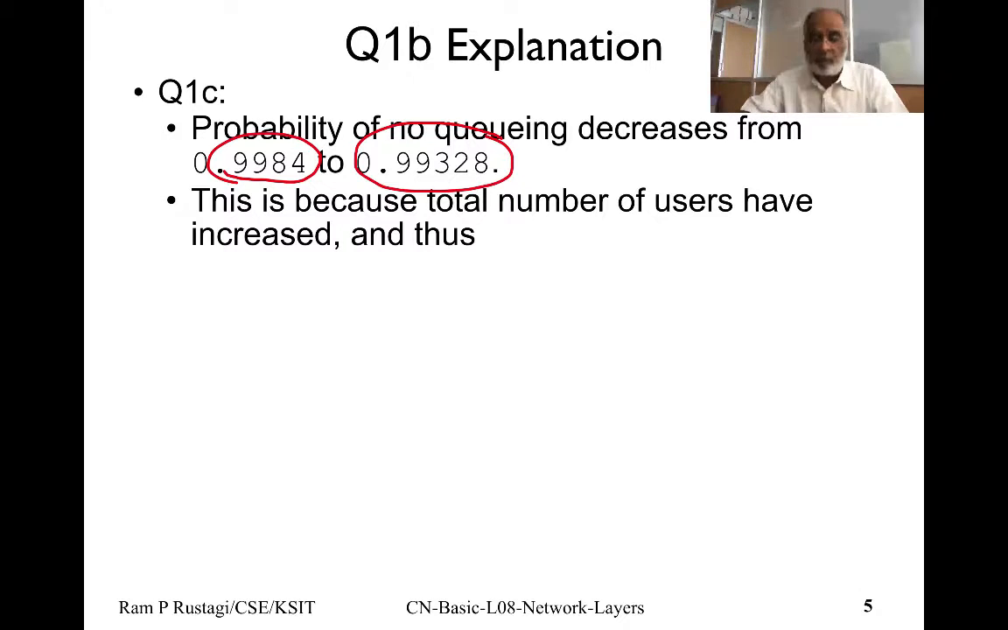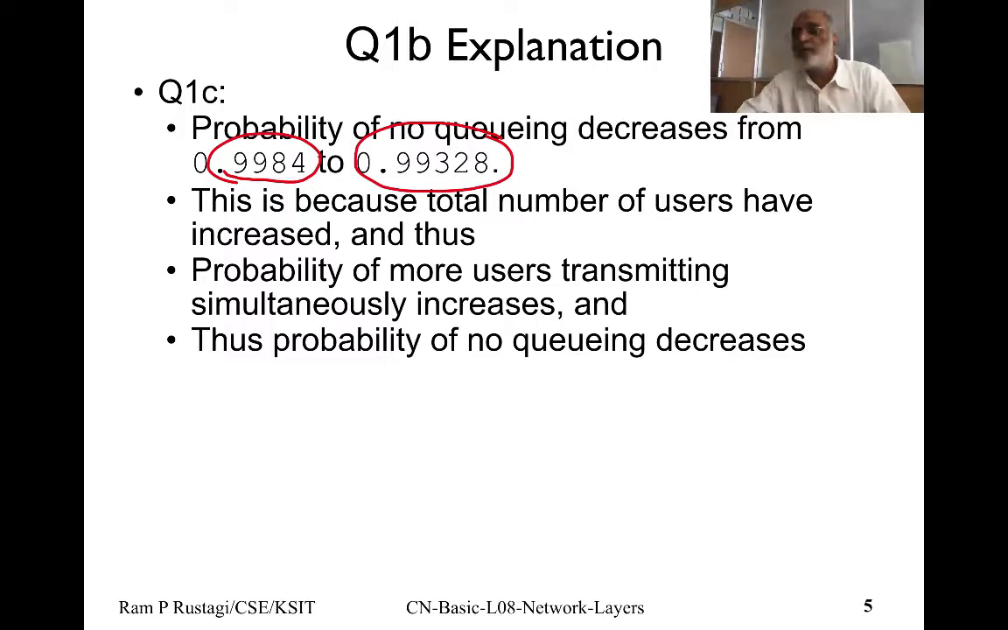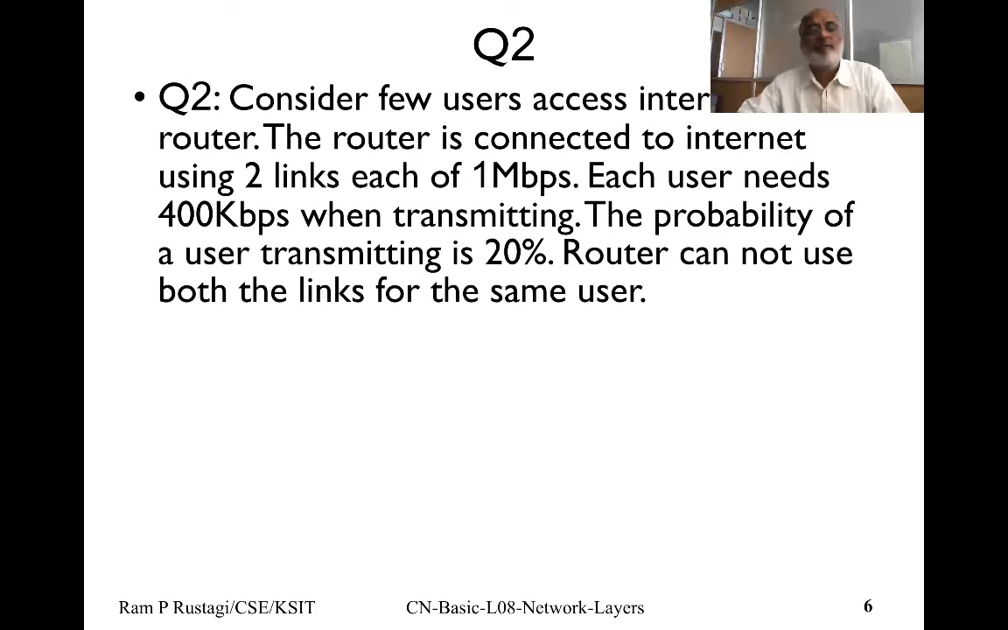Because the total number of users has increased from 4 to 5, and when the total number of users increases, the probability of more users transmitting simultaneously increases, because there could be 4 users transmitting, 5, 6, 7. As more users start transmitting, the probability of no queuing will decrease, and that is the reason the probability of no queuing decreases. Let's go to the second question.